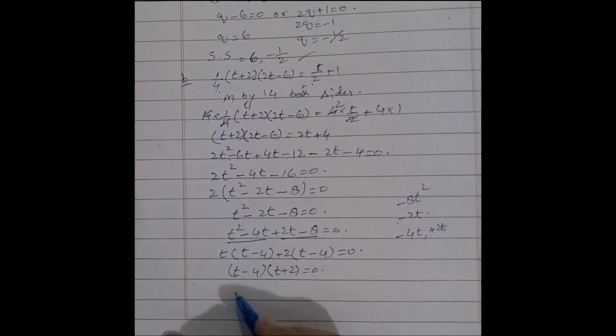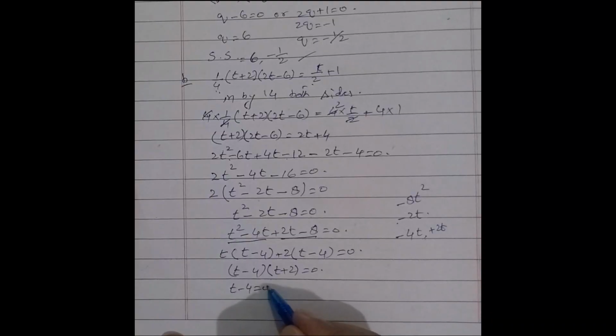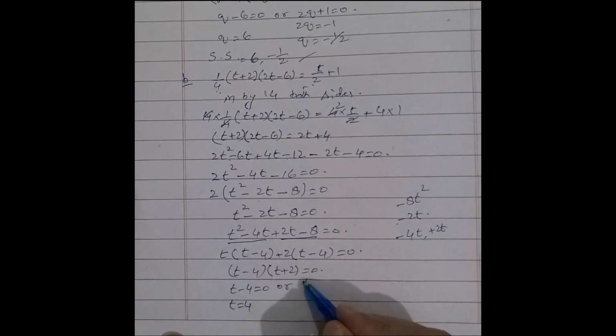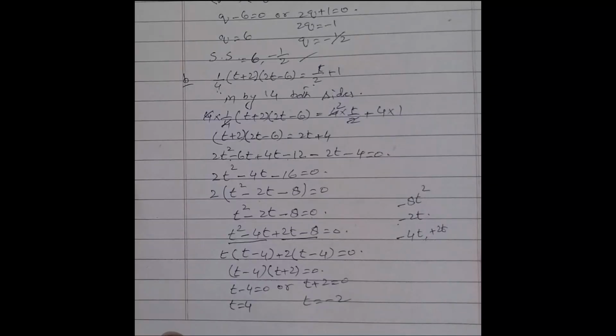Now we put them equal to 0. t minus 4 is equal to 0, so t is equal to 4. And the other value, t plus 2 is equal to 0, so t is equal to minus 2.